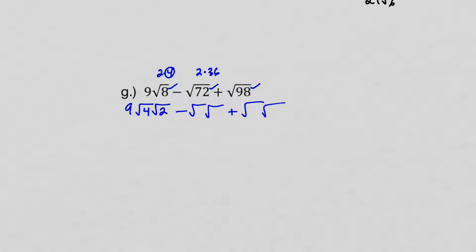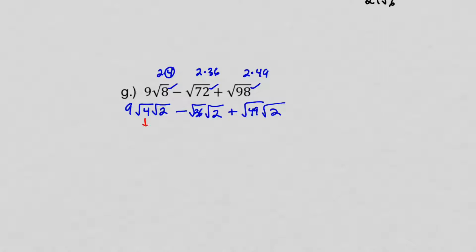36 is a perfect square, so we're going to use that here. And 98 divided by 2 is 49. And that's a perfect square, so we want to use that. Okay, so if we didn't get a perfect square from dividing by 2, then you want to divide by 3 and so on and so forth. All right. So each of these have been broken down.